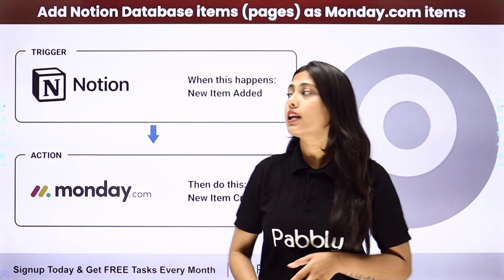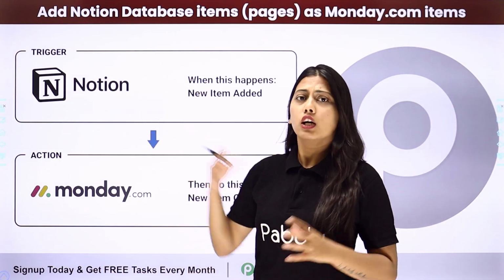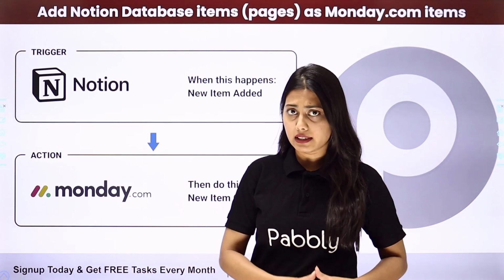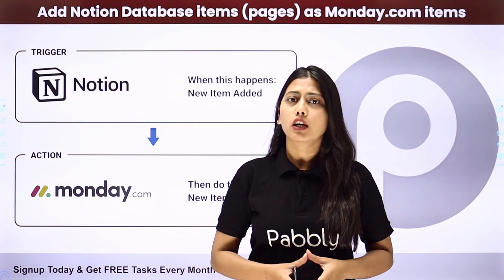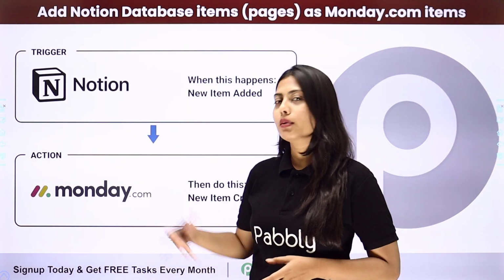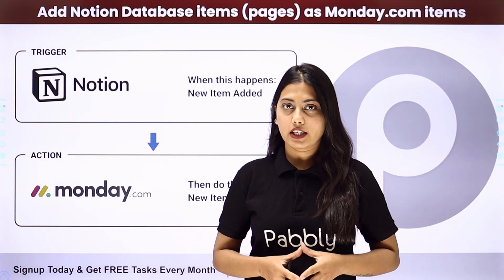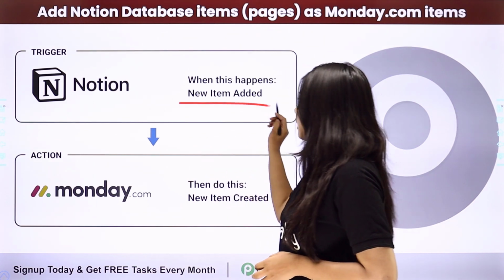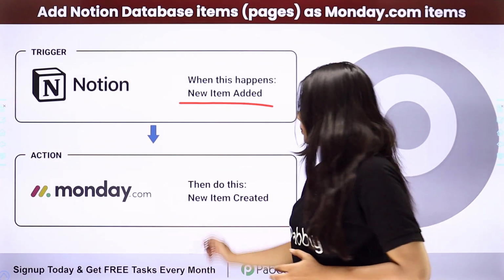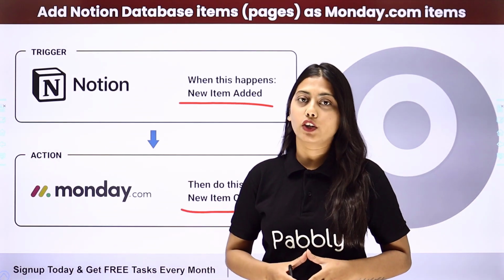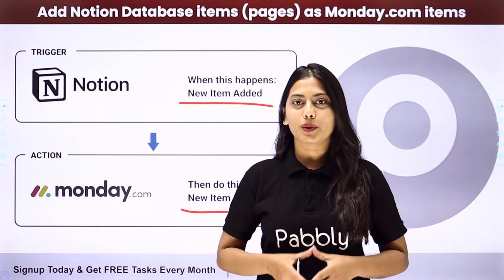So whenever you add a new item in your Notion database, you have to manually add that information in Monday.com as well. So rather than doing it manually every time, create an automation using Pabbly Connect. We will learn how to create this integration where our trigger will be the new item added in Notion and our action will be the same new item created in your Monday.com as well. Let us learn how to do it.